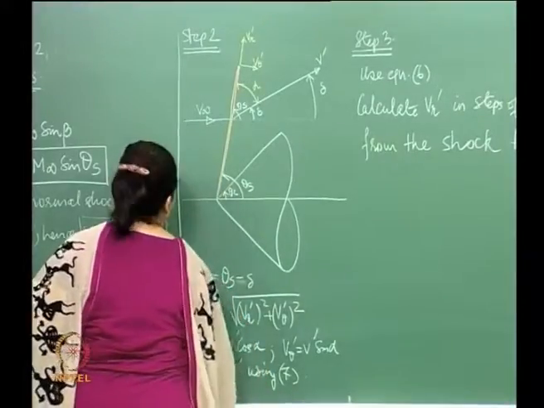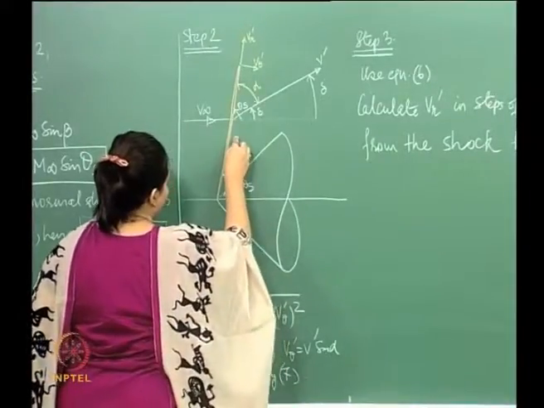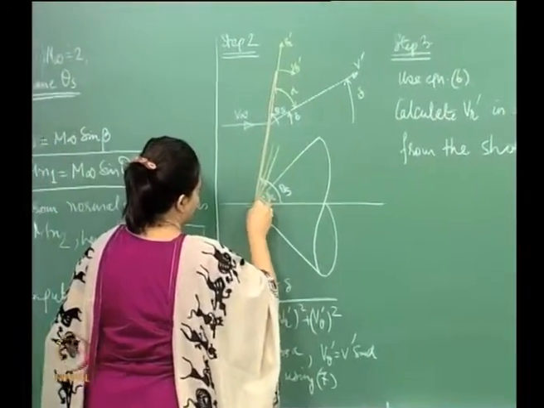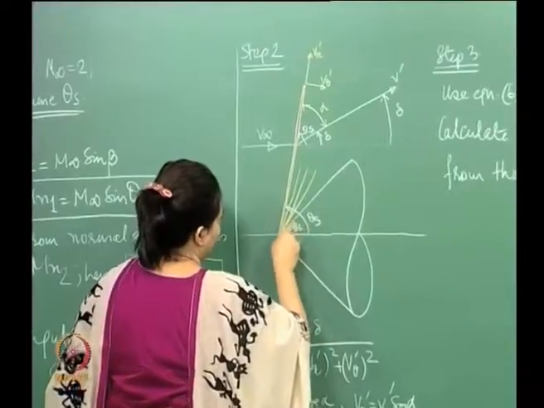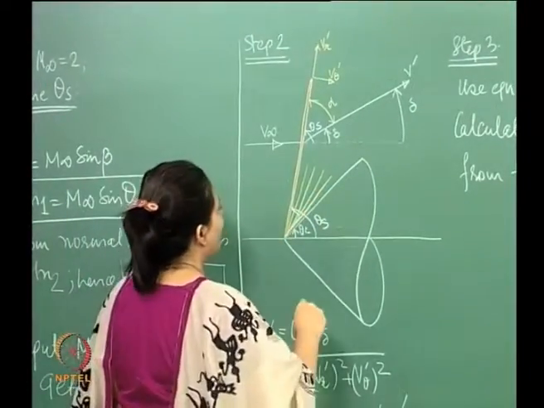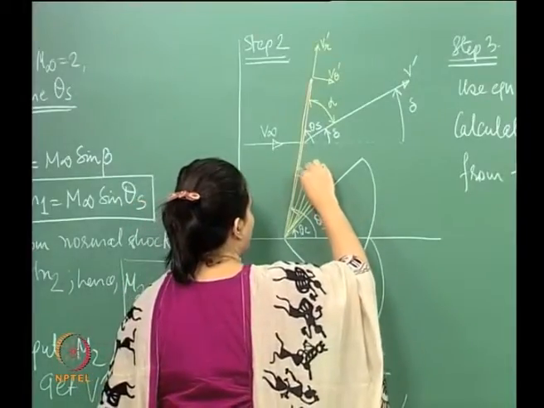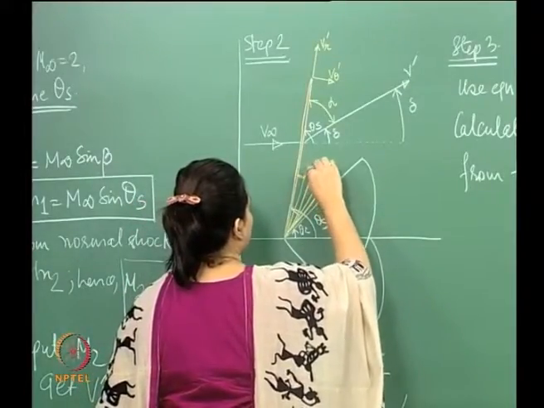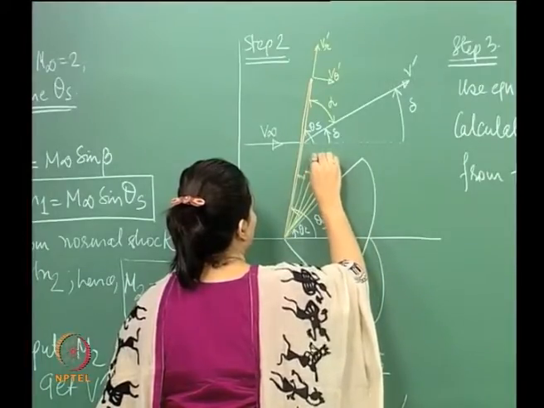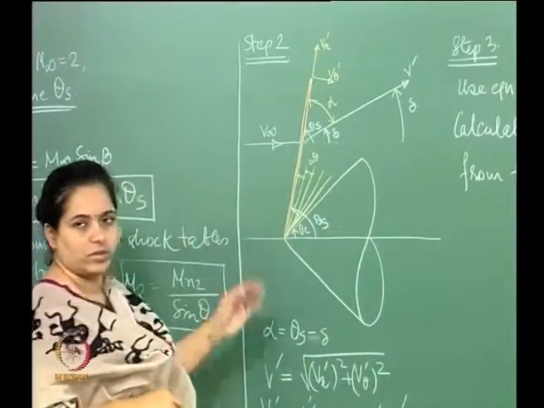So, what we are going to do is we are going to take, so on and so forth. So, what we are going to do is say these angles are all delta theta. Okay. You do that.